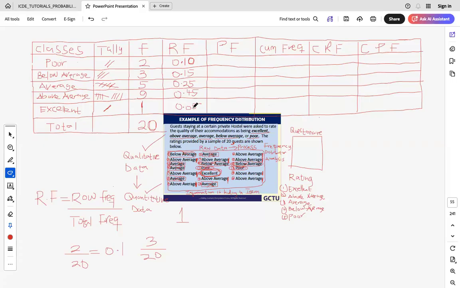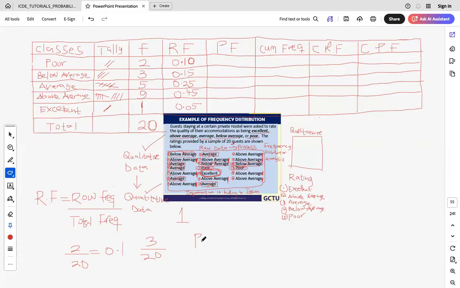Yes, sir, it's 1. Very good. So it means we are correct. Anytime you finish and you add and you don't get 1, it means there's a problem somewhere. You need to go back and check. Always your total should be 1. So let's move to the next column, PF.